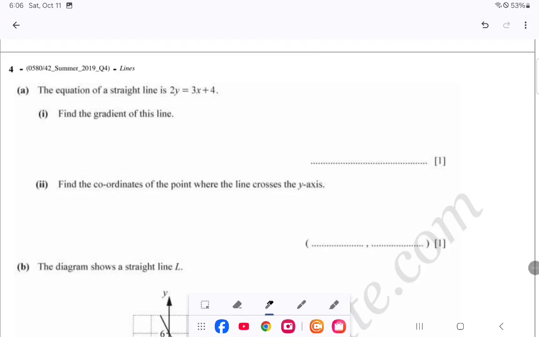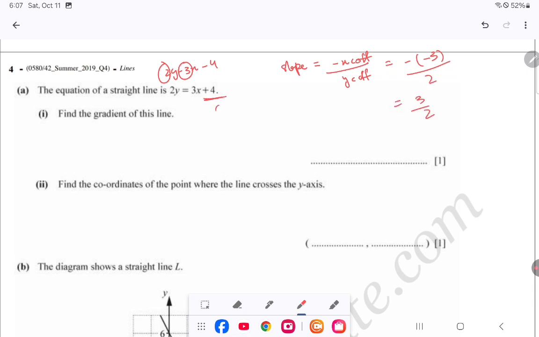For question 4, the equation of the straight line is given as 2y = 3x + 4. If we arrange it, subtracting 3x and 4 from both sides, the formula of slope is negative of the x coefficient divided by the y coefficient. The x coefficient is here and the y coefficient is here. Negative of the 3x coefficient over the 2 y coefficient, negative, negative, positive.